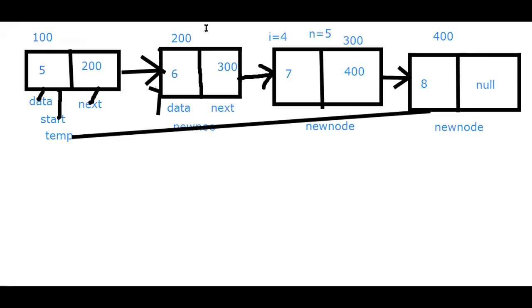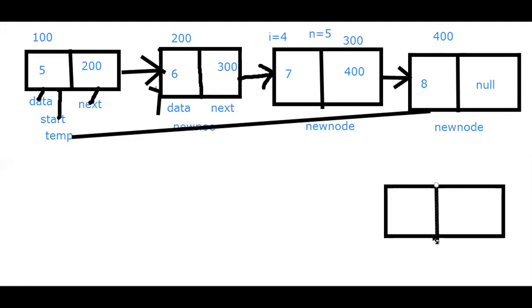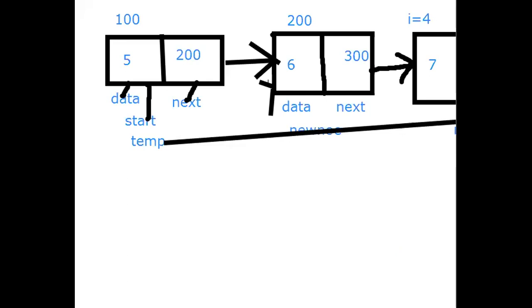A new node is created. It has two parts. One is the data part and the second is next. This is the data part and this is the second part. This is a new node. Let's see the program. New node.